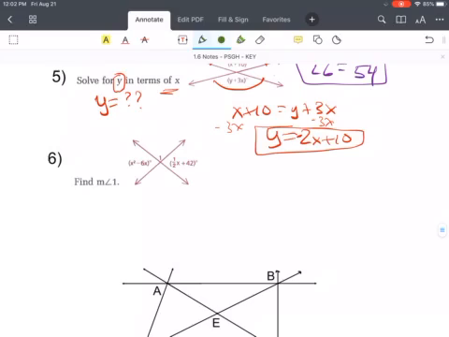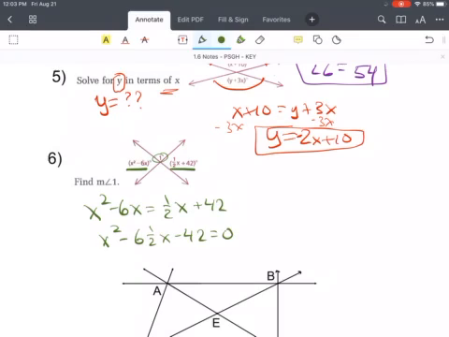For number 6, we want to find angle 1, but in order to find angle 1, I need to first find x. And in order to find x in this case, I need to use my vertical angles. So my angles that are across from each other are equal to each other. And I'm going to have a quadratic here. So get everything to one side and set it equal to 0. So we are going to need to remember how to factor these questions here. So to get rid of the half, I am going to multiply everything by 2.